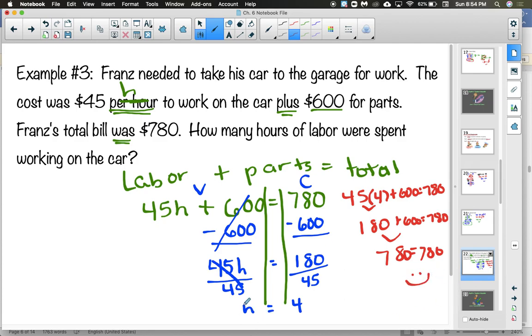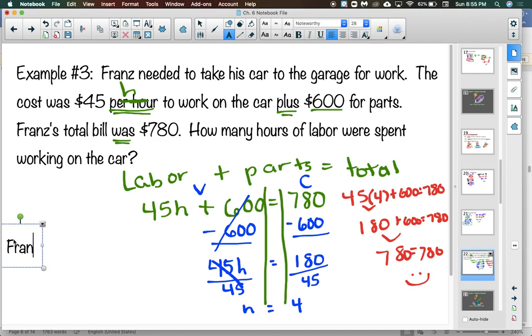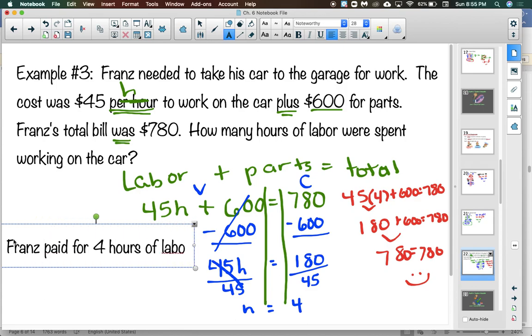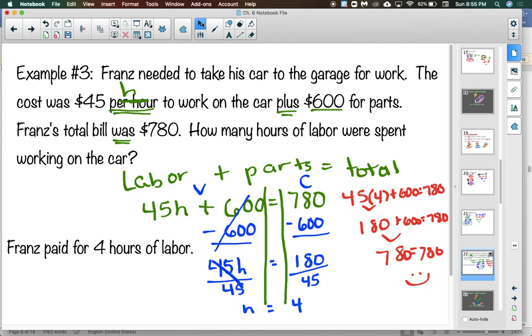Okay, this is a word problem, so the best thing for us to do right now is to take 2 quick seconds to write an answer sentence, and we are going to say that Franz paid for 4 hours of labor. Right? H was our variable. We used that for our hours. So there's our answer sentence.